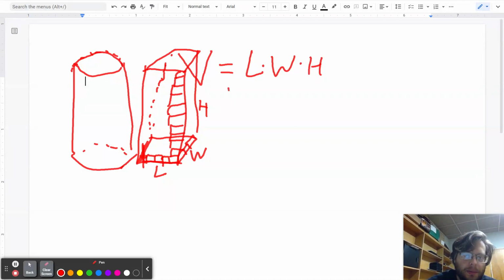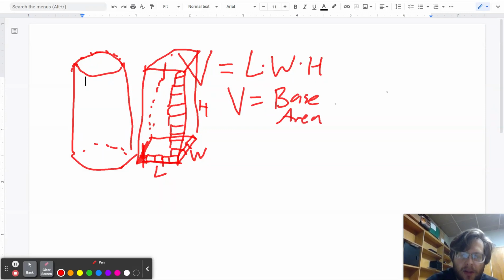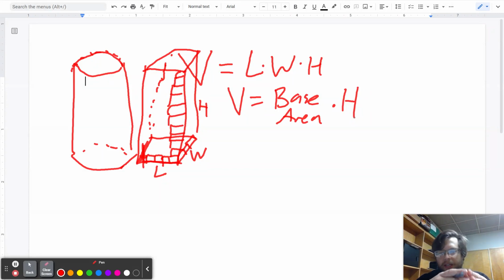I'm going to write this formula slightly differently. I'm going to just say it's the base area multiplied by the height. And if we use that idea, then we don't have to specifically look at a box. We could have different shapes. It could be a triangle on the bottom. We just find out how many boxes fill up the triangle base and then multiply by the height. It could even be the shape that we started this video with, which is the cylinder.